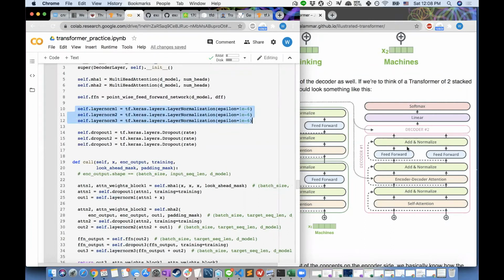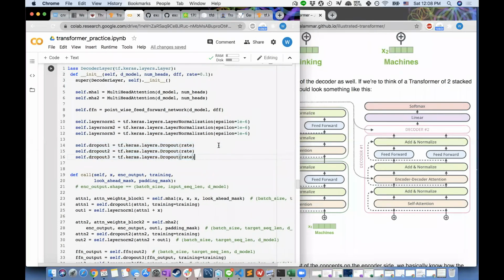3-layer normalization, 3 green bars, right? And two multi-head attention, right? 2 multi-head attention, and one feed-forward neural network, one feed-forward right here. There are 2 feed-forward here, but there's only one here, each decoder, right? And you have 3 dropouts. Okay, we need 3 dropout classes.